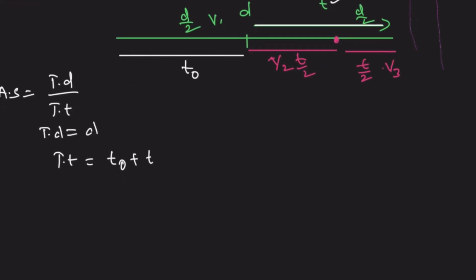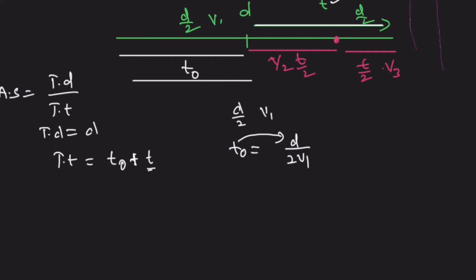What is the t0? The distance is d by 2, with speed v1. Here t0 is equal to distance by speed, that is d by 2v1. Now observe t0 is a function of d. So similarly we should take t as a function of d.